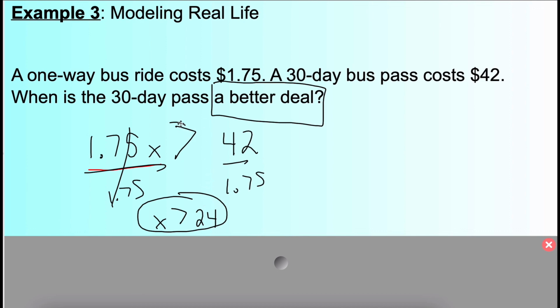So something is a better deal when it is less than the other thing. So when 42 is less than 1.75 times the number of tickets I buy, that's when it's a better deal.